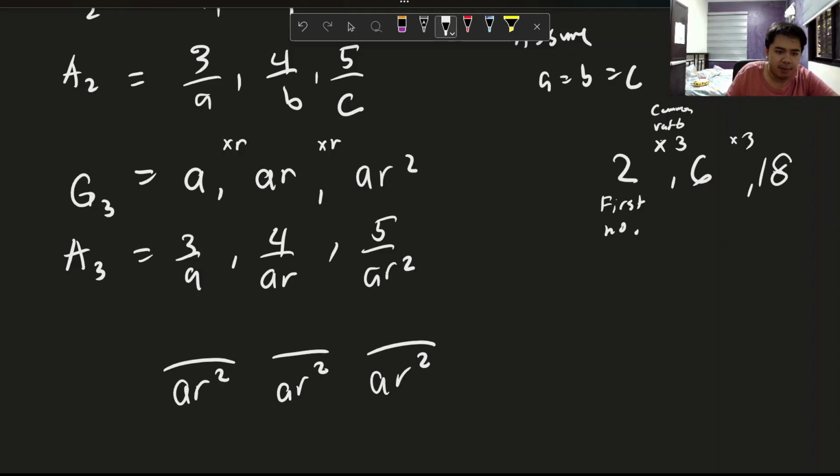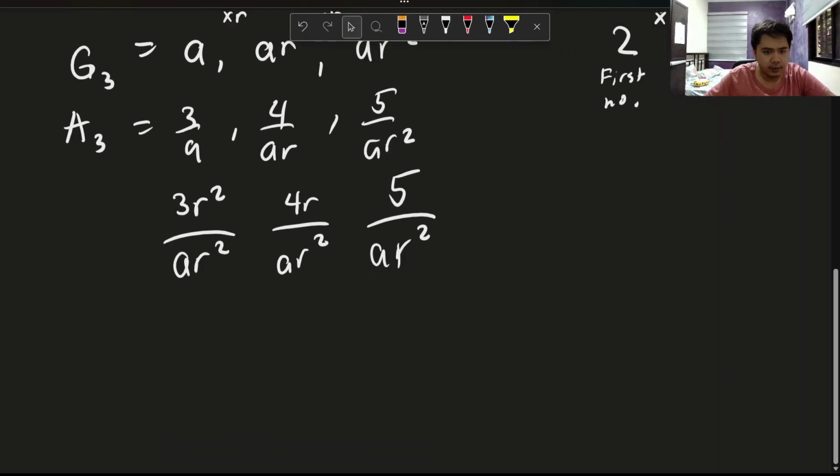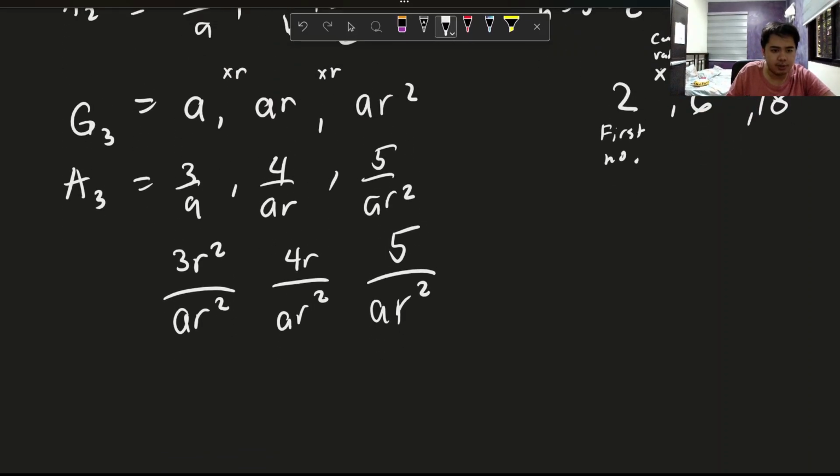In here, we have to multiply by R squared on the top so that 3 over A and 3R squared over AR squared are the same thing. In here, we have to multiply by R, so this becomes 4R. In here, we don't have to multiply by anything, so it's just 5. Easy enough. Now, the trick here is to make another arithmetic sequence, but this time, let's remove the denominator. So the arithmetic sequence that we now have is 3R squared, 4R, and then 5.